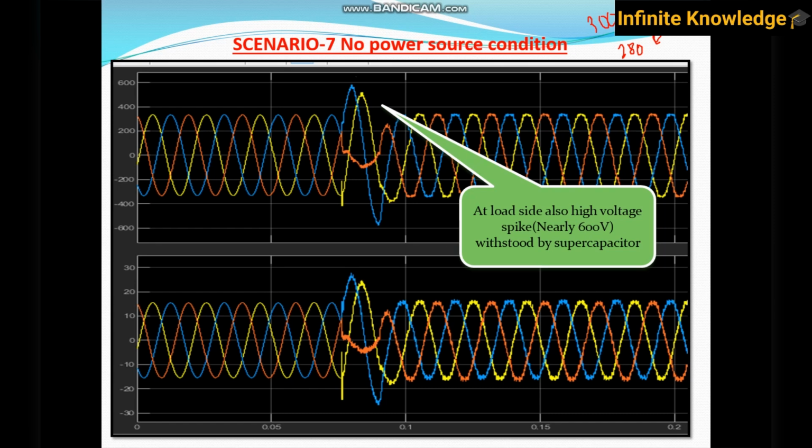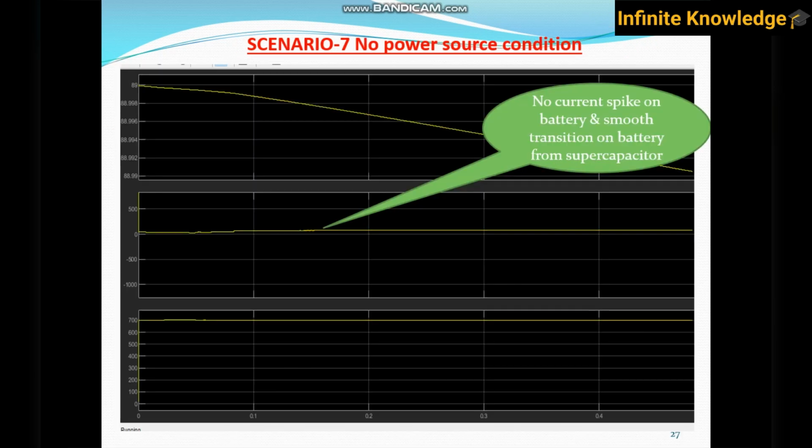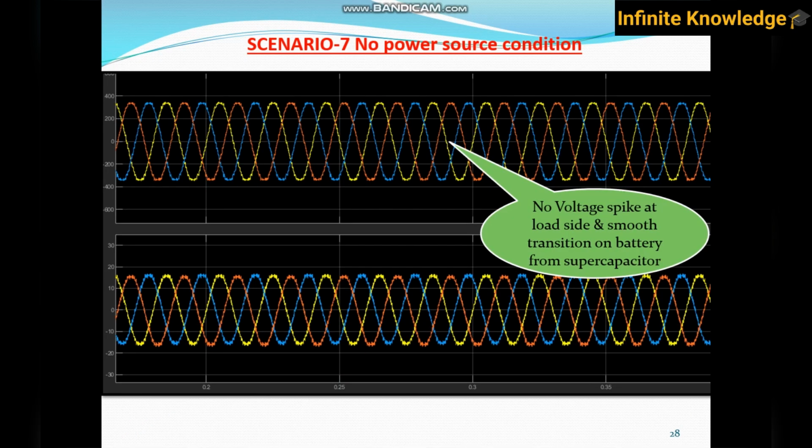Okay, and at the load side there is also a 600-volt spike directly. If this direct spike hits the battery, it may reduce the battery life. So that's why this spike is covered by the supercapacitor. And you can see here there are no spikes on the battery, and the transition on the battery from the supercapacitor is very clear current. This is the charge and this is the voltage. So there is no spike in the current and your battery life is improved.